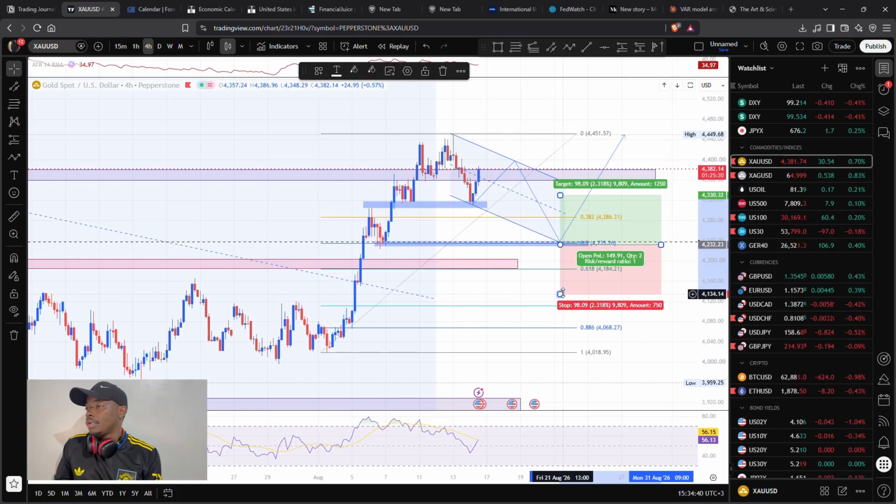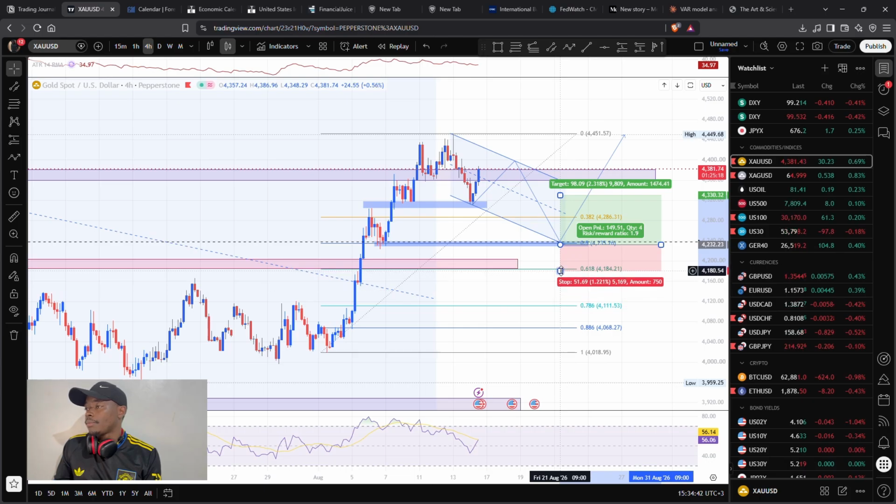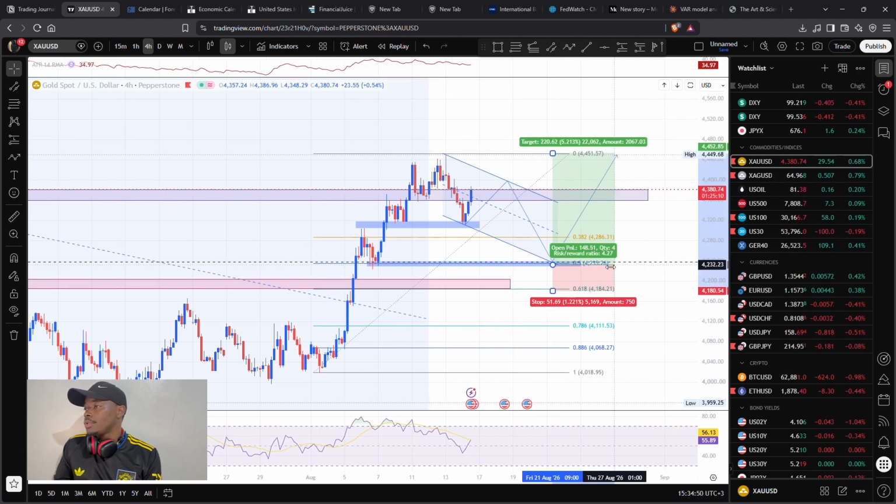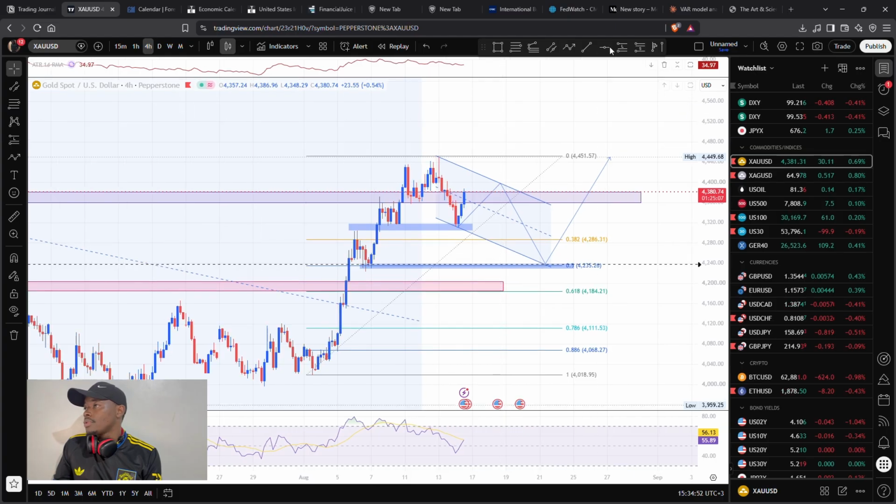You see that fib level coincides with a likely support zone at that level. So at which point I will take a retracement position. There's also the likelihood of it pushing lower to the 61.8% retracement level, but I will most likely execute it if it comes down to the 50% level.